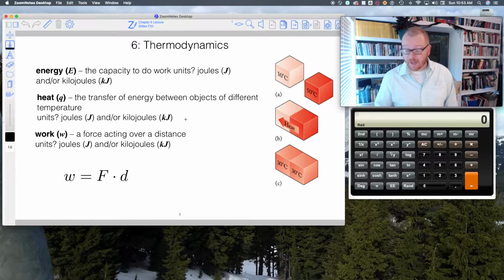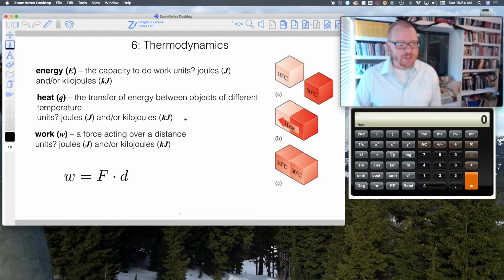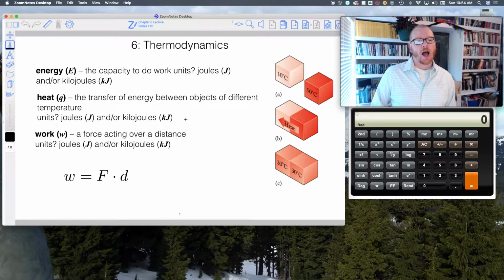Okay, so we're getting into thermodynamics. And to start, a few definitions: energy, heat, and work. These are all things that you're probably familiar with, but we should discuss the appropriate thermodynamic definitions of these. So energy is defined as the capacity to do work, and the units can either be in joules or kilojoules.